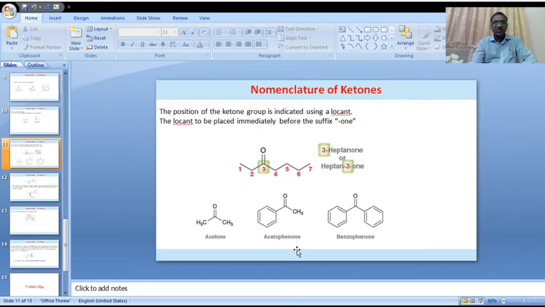These are some of the ketone examples. Acetone, which is the common name of this particular compound, acetophenone, and benzophenone. These are ketonic functional group compounds.